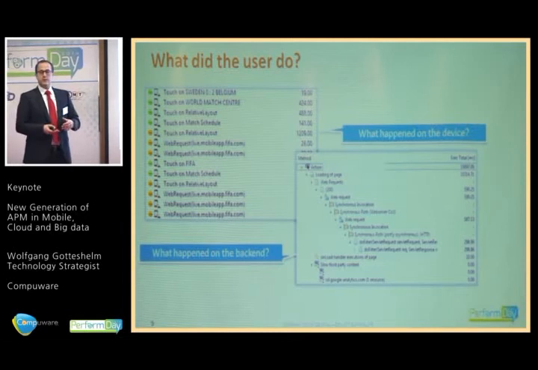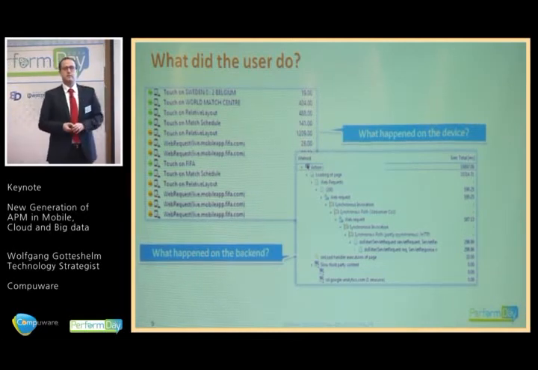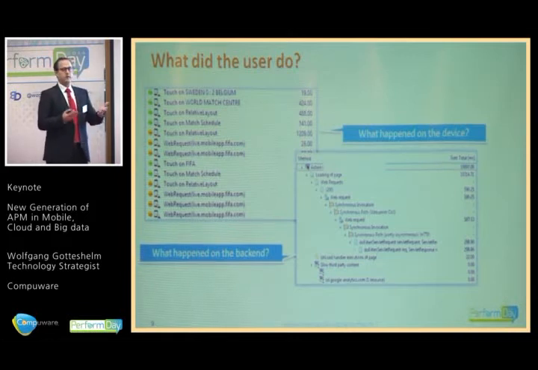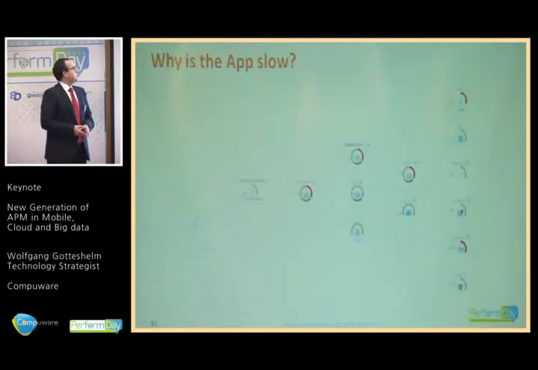And not only can you see what happened on the device, you can also see what happened on the back end. So you can look at, if you see a performance problem, was the performance problem located on the device, or was it in the back end? And then you can investigate and do the necessary drill downs to find out where the performance problem is located. That allows you to answer the question, why is my app slow?